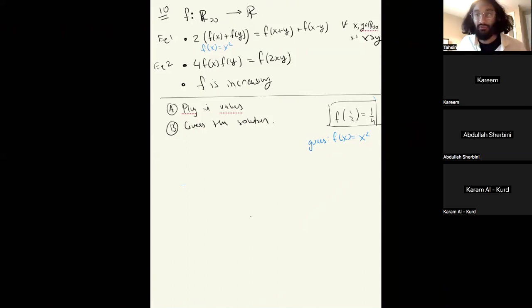Okay, so equation 1 and equation 2. Do you have any ideas how to combine them? I'm not sure. Okay, so maybe I'll say we've plugged in some values, we've guessed the solution. I think what we do is just gather information. So maybe I'll ask the question, is there any value of f that you can determine other than 1 half?